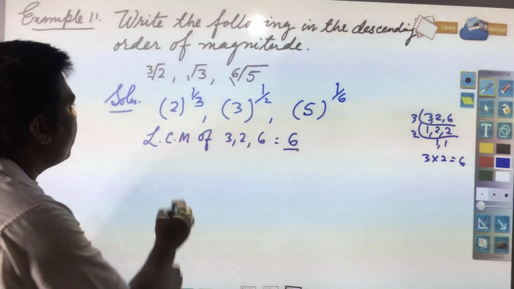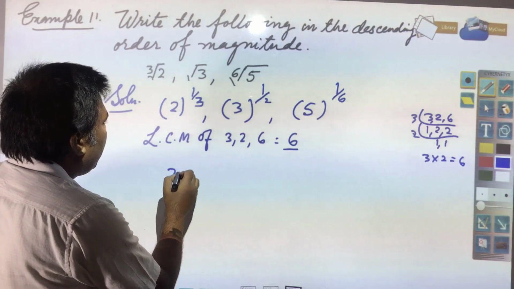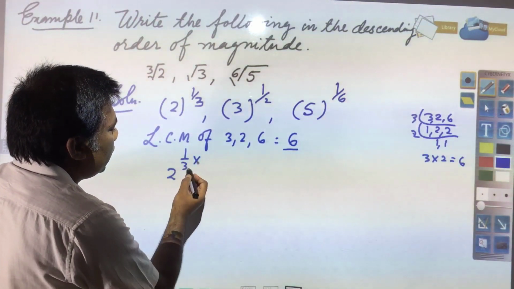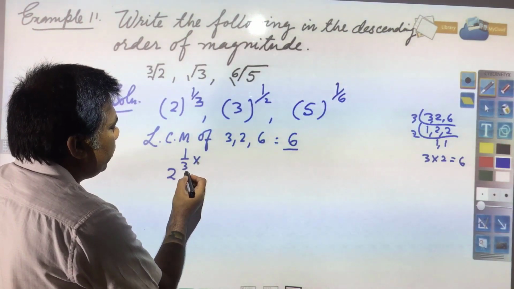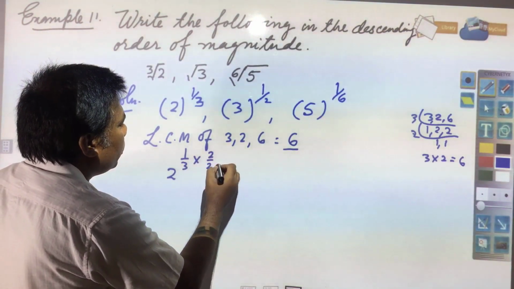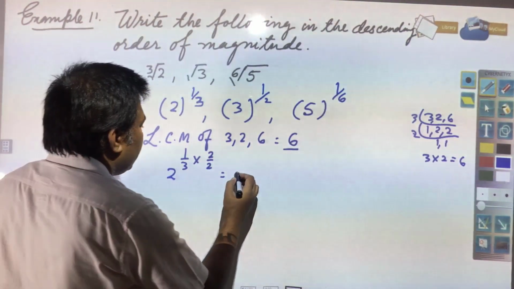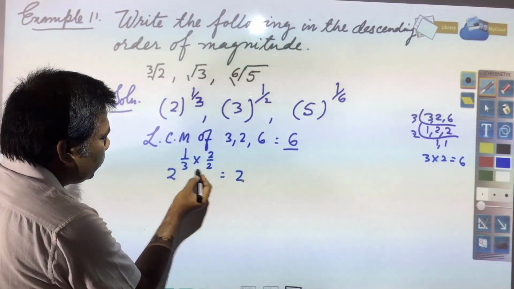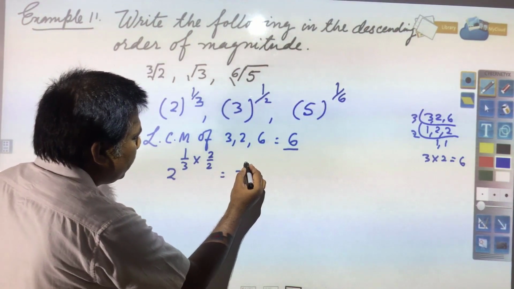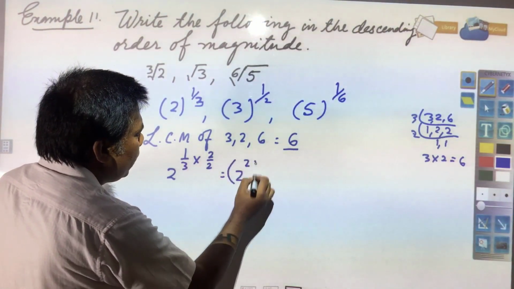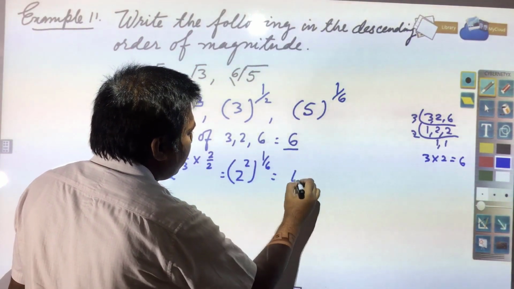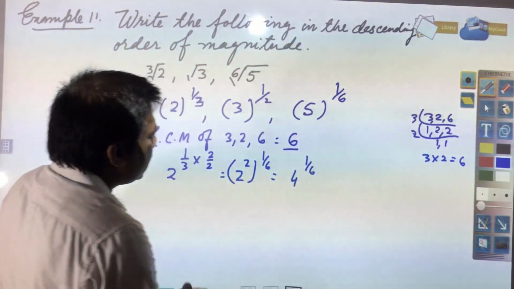How we will do? 2 to the power 1 by 3, into what is needed to be multiplied? So, that will become 6, 2 by 2. So, this can be written as 2 to the power, here you see 1 by 3 into 6 is 2, and 2 will be over here, to the power 1 by 6. It means 2 to the power 2, that is 4, to the power 1 by 6.